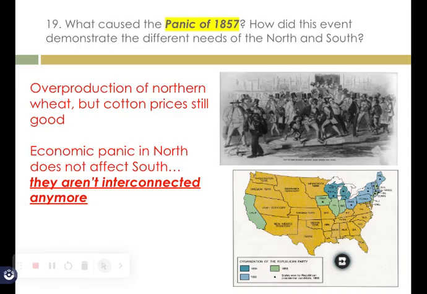Now remember back in 1819 when the South overproduced cotton, it ruined the entire economy because the northern and southern economies were intertwined. But now that we're seeing in the Panic of 1857, maybe North and South aren't as interconnected as they were before. So this economic division is only further creating this divide between North and South that had already existed because we know North and South have different views of what the government should look like, right?